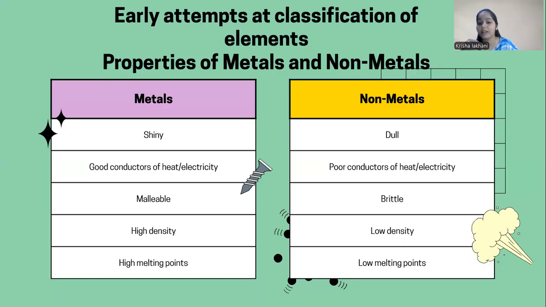Whereas non-metals are brittle. Brittle means they are not at all flexible. They are mostly in gaseous or liquid state. They have low density, so they can float on the surface, and a low melting point. Low melting point means they can easily melt at a smaller temperature. High melting point and boiling point means at a higher temperature they will melt and boil, and at low temperatures they will melt, and at a low boiling point they will boil.